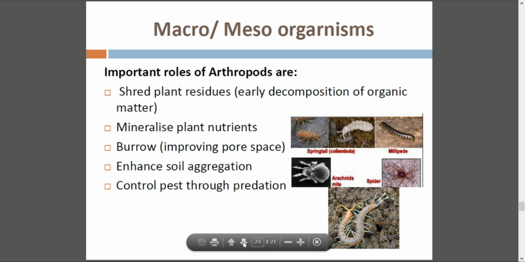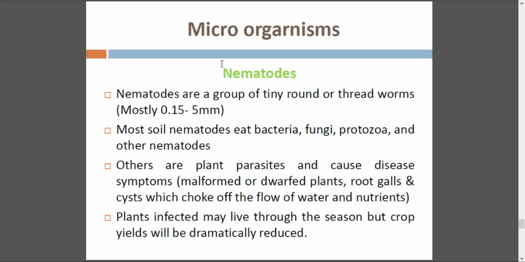The role of protozoa includes releasing excess nitrogen and other nutrients in their waste, mineralizing nutrients, and helping to control populations of bacteria. The other microorganisms are nematodes, which are a group of tiny, round threadworms, mostly 0.15 to 5 millimeters. Most soil nematodes eat bacteria, fungi, protozoa, and other smaller species of nematodes. Nematodes can also be plant parasites, and they can cause diseases with symptoms of malformation, dwarfism, or root galls and cysts.